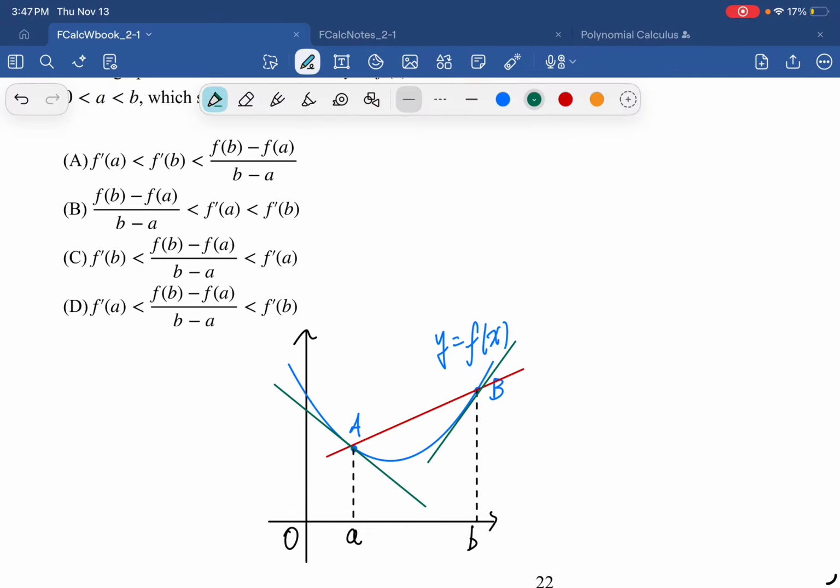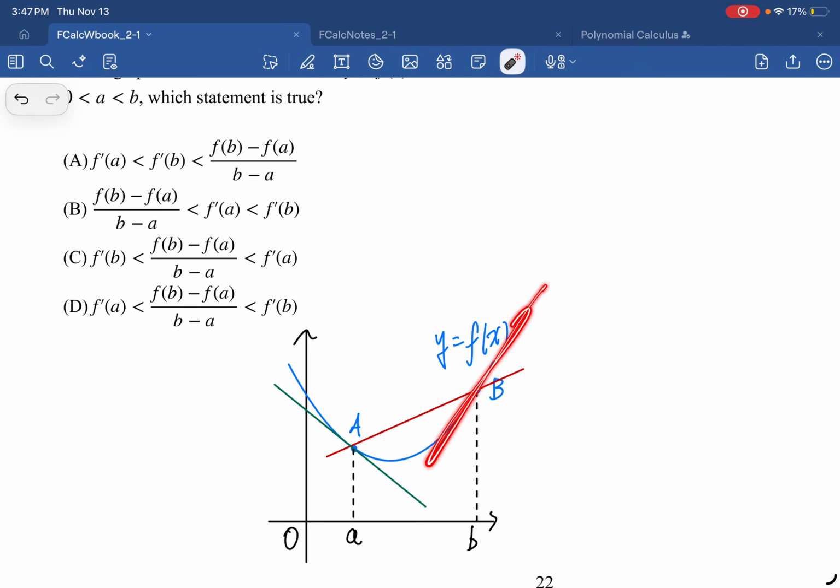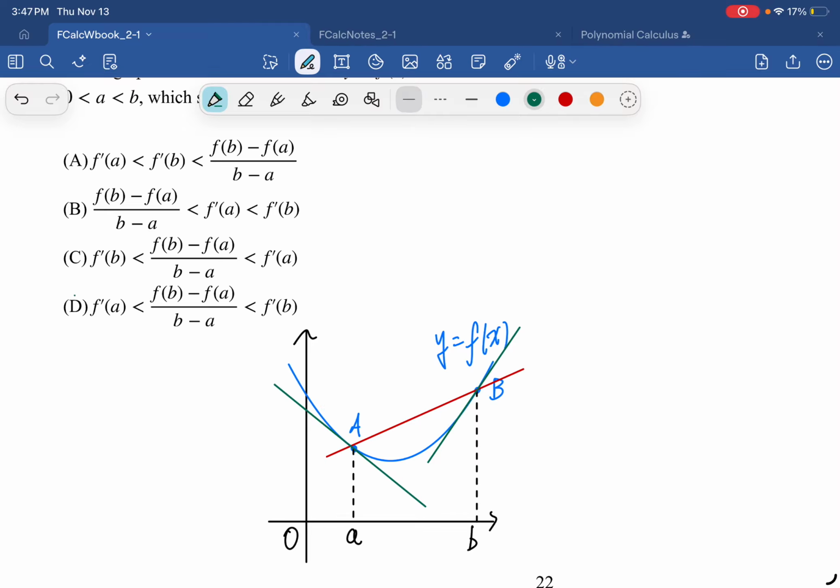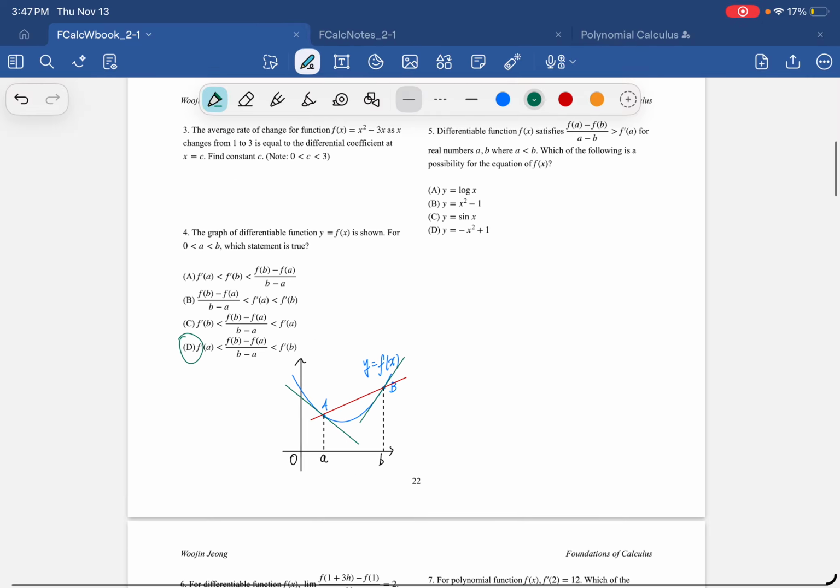Okay, so it's close to that, right? And as you can see, which one is the largest? So we have to look at the positive one first. F prime of b will be the largest, followed by the average rate of change, followed by f prime of a. So your answer is simply D. Okay, so that's simple enough.